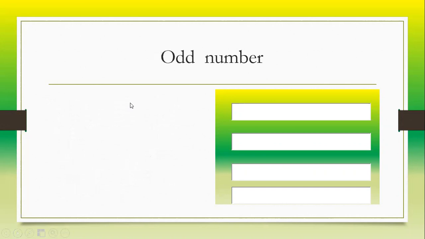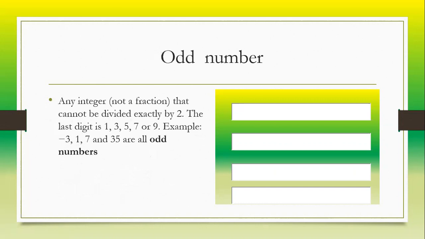So now we're on odd numbers. Here's the definition. Any integer, not a fraction, that cannot be divided exactly by 2. The last digit is 1, 3, 5, 7, or 9. Example: 3, 1, 7, 31, and 35 are all odd numbers.